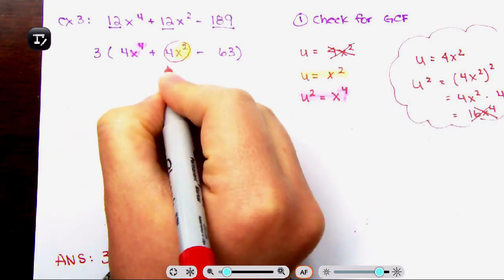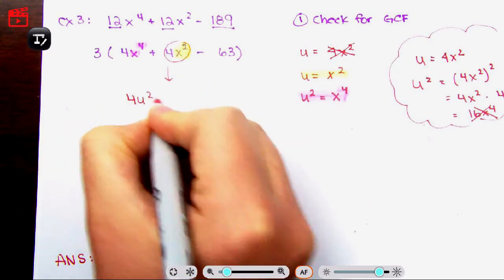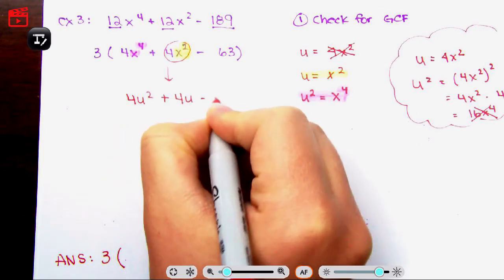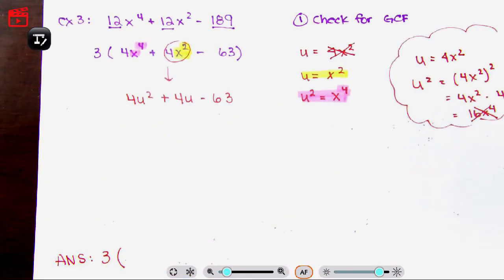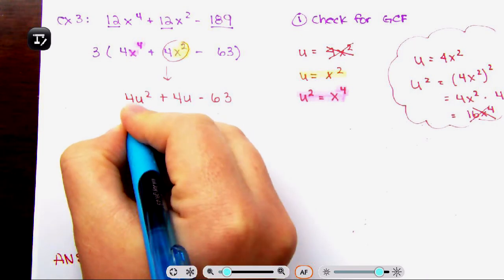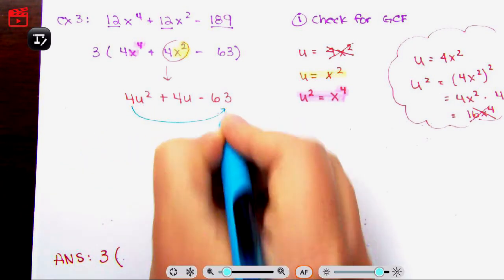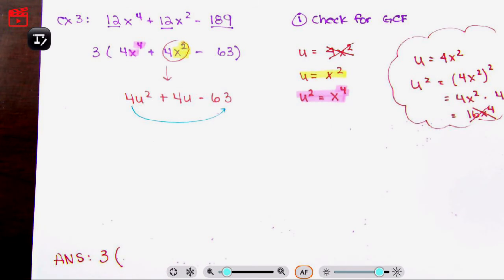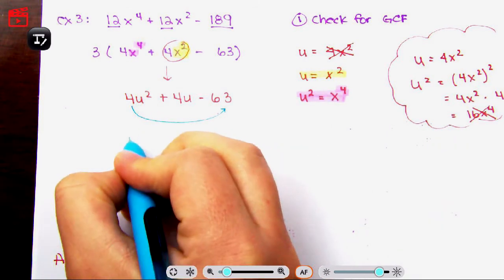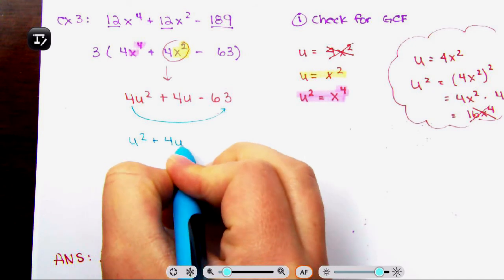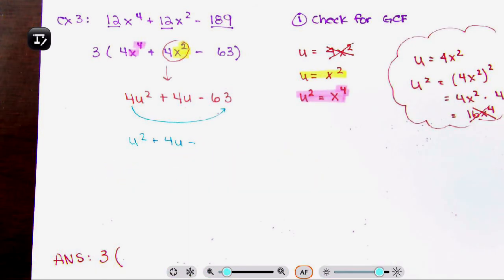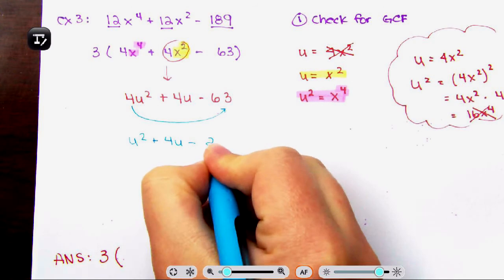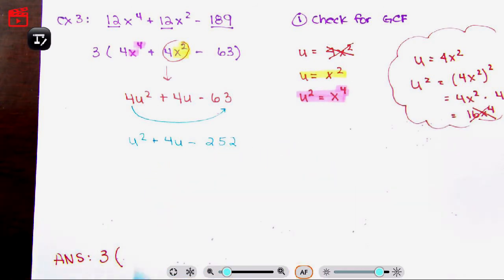So let's rewrite this as 4u squared plus 4u minus 63. You can use the diamond method or you can use the slip and divide method. I'm going to choose to use the slip and divide method. So that means I'm taking 4, moving it over to 63, and I am going to multiply. 63 times 4 is 252. Now I'm going to do the factoring, reverse FOIL.